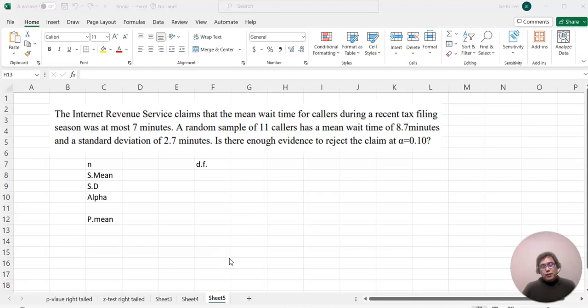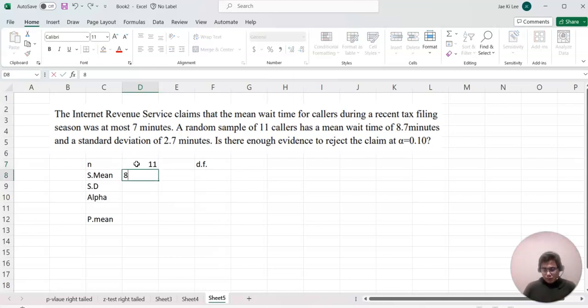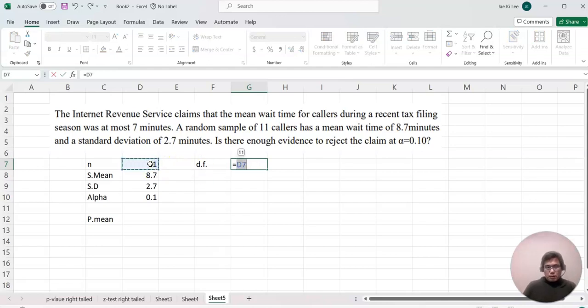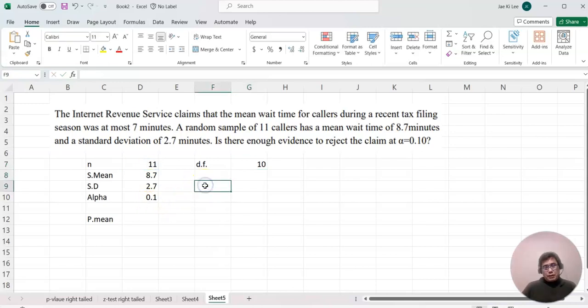Okay, so let's organize all this information. Sample size n equal to 11, sample mean equal to 8.7, standard deviation 2.7, and alpha value 0.10. Based on that we can find the degrees of freedom, which is basically sample size minus 1, so it becomes 10 here.